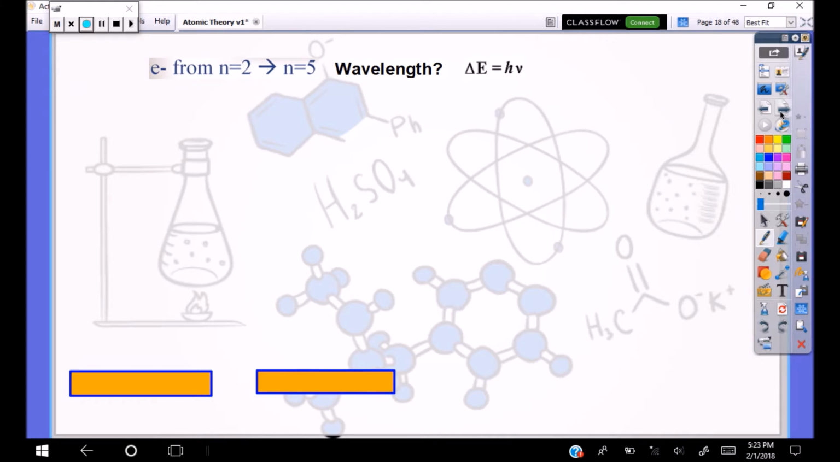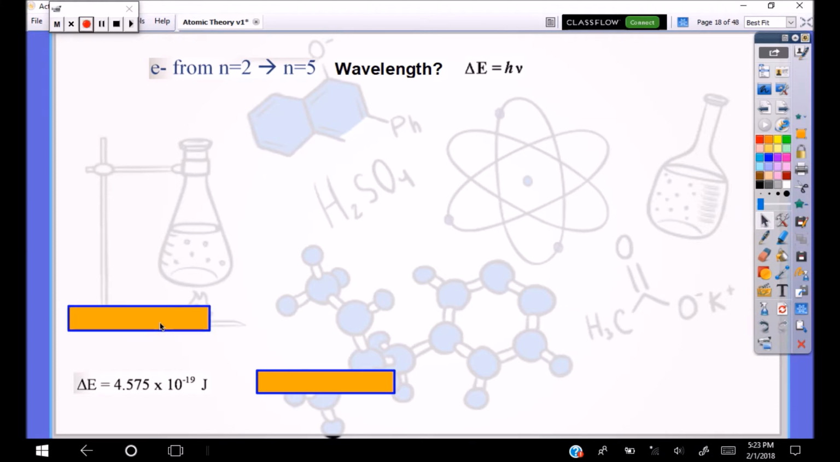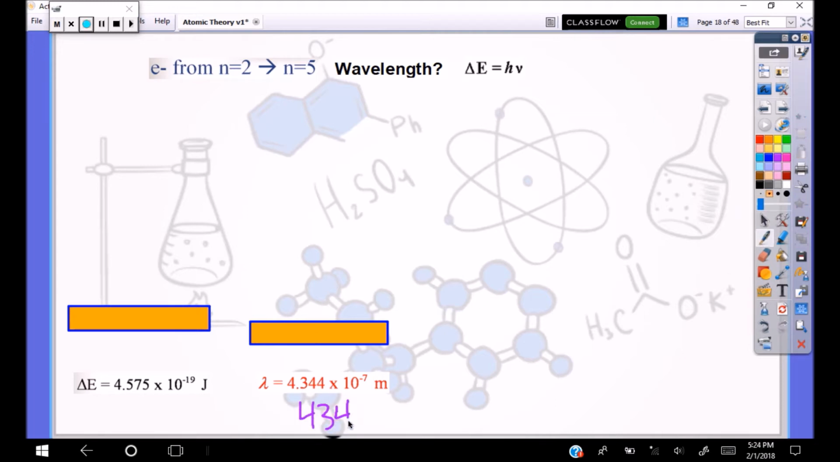Go ahead and calculate this one on your own. You should have gotten an energy of 4.575, or in the vicinity, times 10 to the negative 19th joules, and a wavelength of 4.34 times 10 to the negative 7th meters. Hey, guess what? In nanometers, that's 434 nanometers. I can tell you there is a Quest question that's very similar to this, so keep an eye out for it.